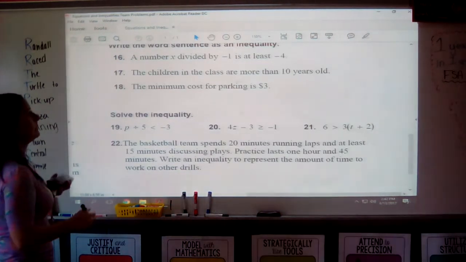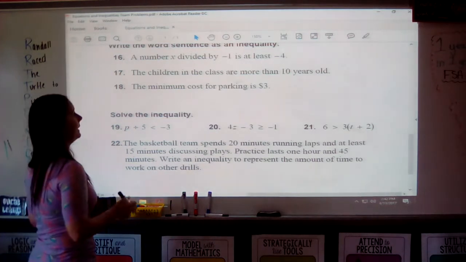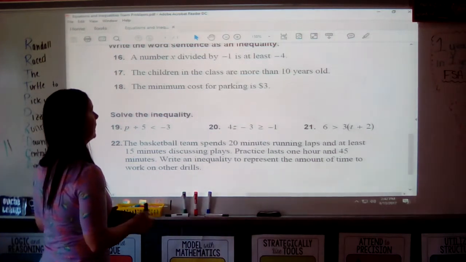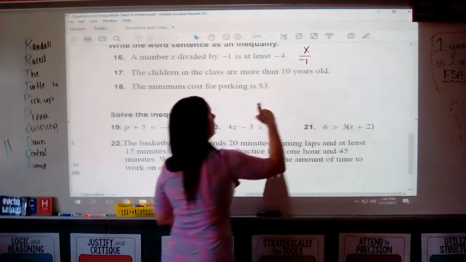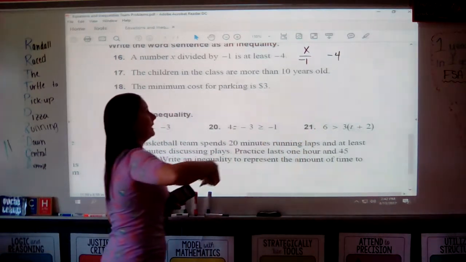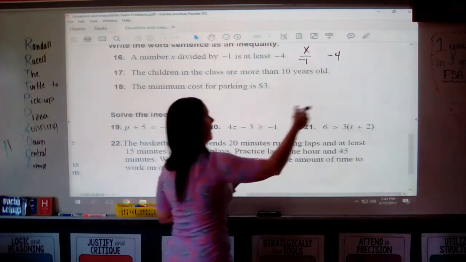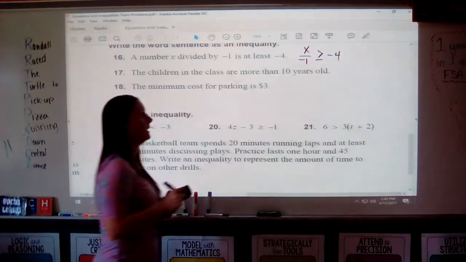We need to write a word sentence as an inequality. We can't solve these because they have a variable, so we just write the word sentence as an inequality. Okay, a number x divided by -1 is at least -4. So we have x divided by -1, and if something is at least -4, it would be more than -4, and it could be equal to -4.